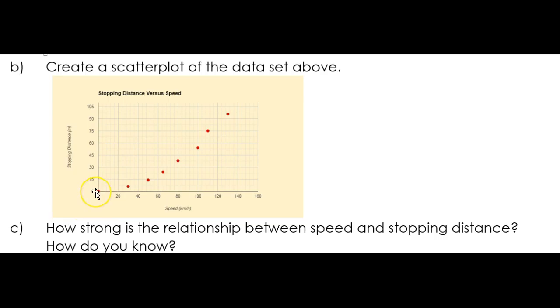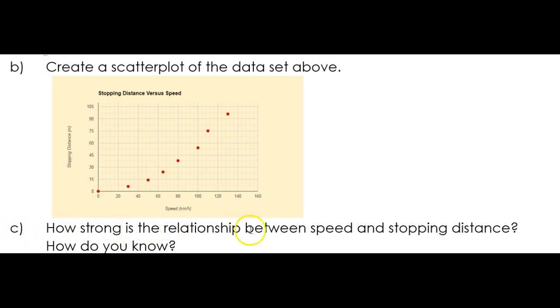And so when I look at this information, I can see that it starts at 0. So in other words, when the speed is 0, the stopping distance is 0 because I'm already stopped. But then it seems to curve sort of upward. Okay, so there's my scatter plot. Let's take a look at that scatter plot to try and answer the rest of the questions.